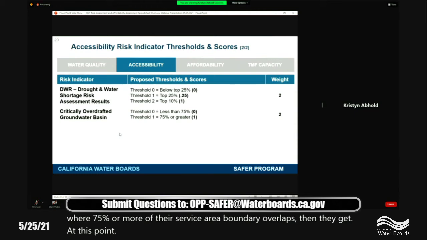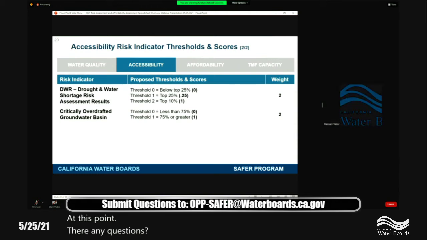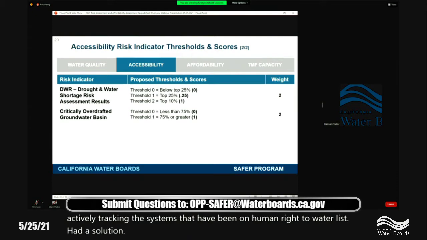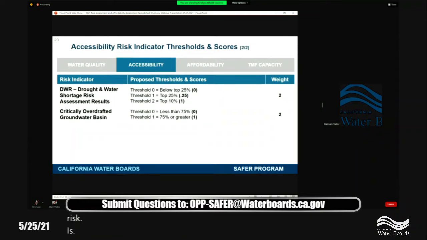Are there any questions, Bansri? Yes, one just came in. They're asking, are you actively tracking the systems that have been on human right to water list, had a solution funded, and are now under consideration as at risk? Is there another solution being proposed for those systems?